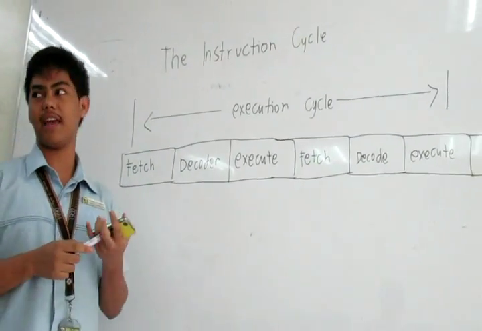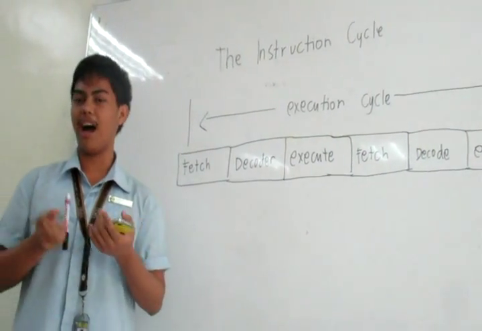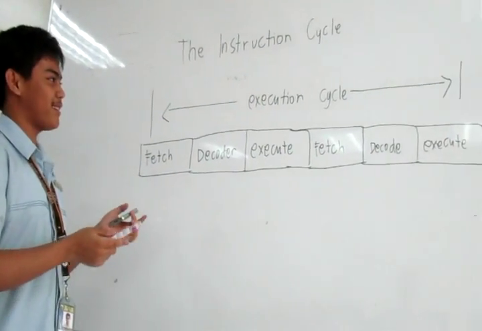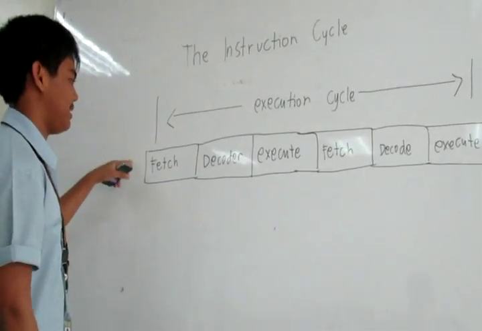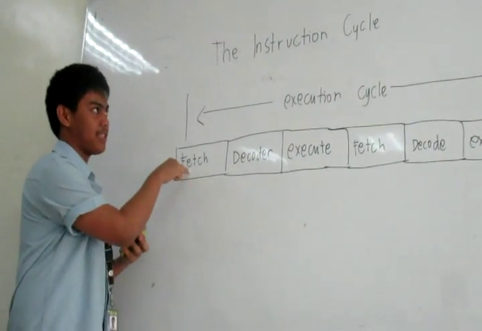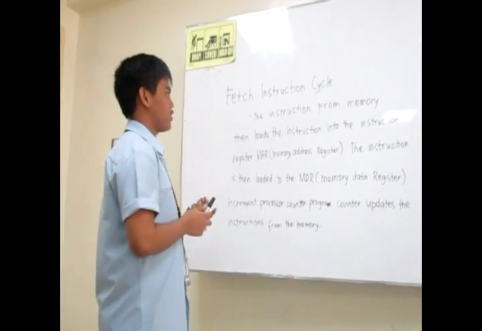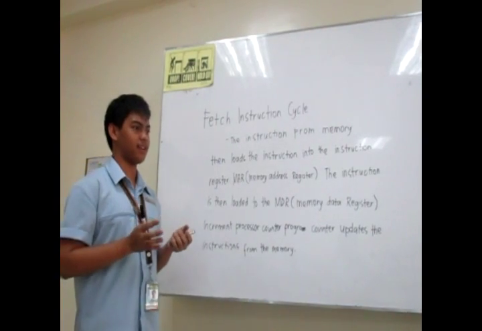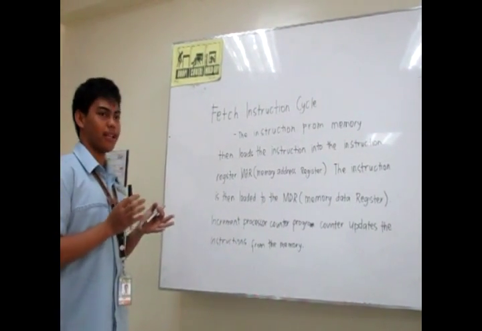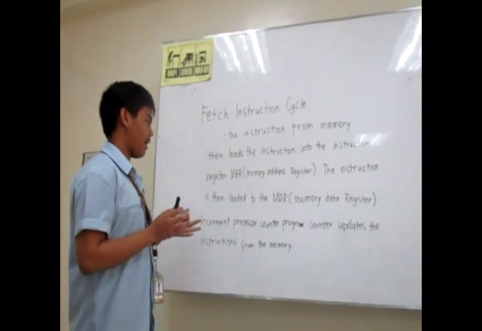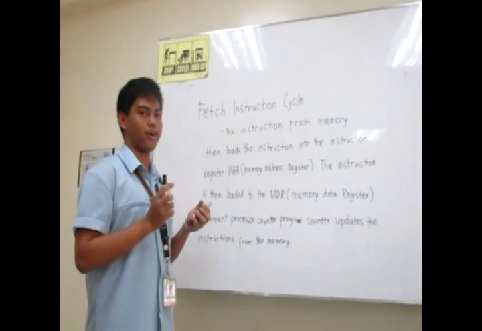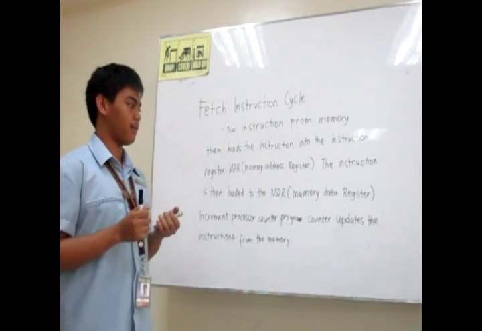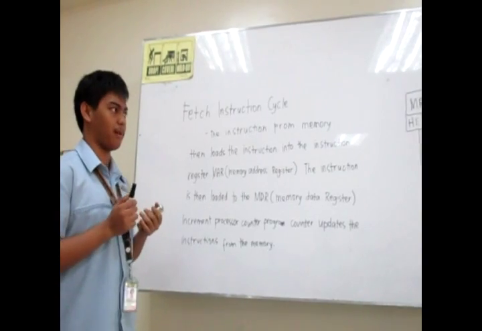So what is the instruction cycle? It talks about the instruction under the direction of a step-by-step procedure. So let's talk about the execution cycle within this. First is the fetch instruction cycle. It fetches the instruction from memory then loads the instruction itself into the instruction register. The MAR or the memory address register, the instruction itself then loads to the MDR or memory data register. It increments the program counter and updates the instruction from the memory.